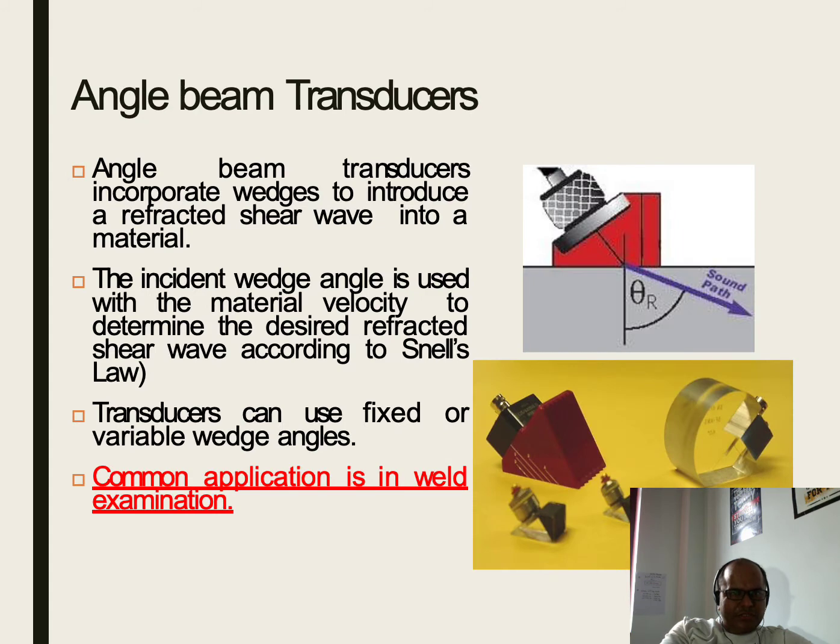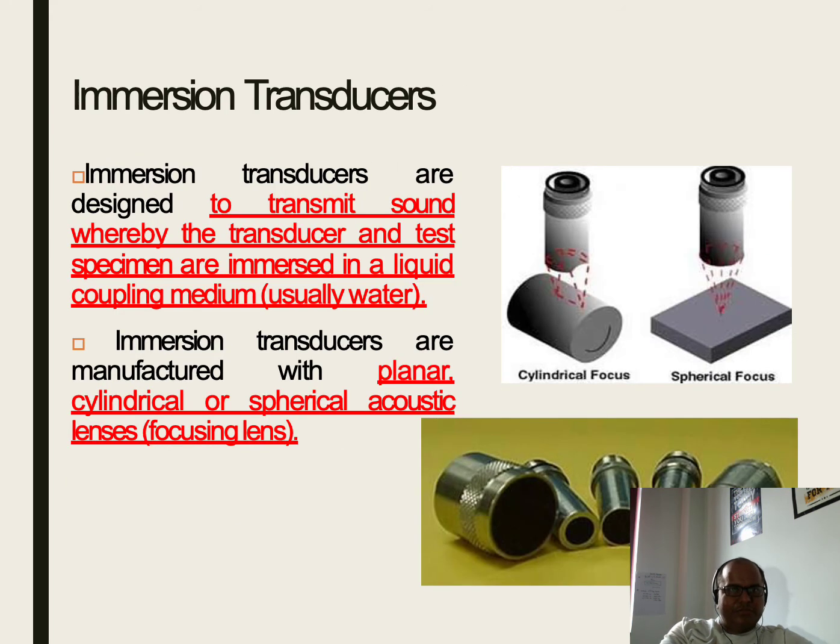Angle beam transducers incorporate ways to introduce a refracted shear wave into the material. The incident angle is used with the material velocity to determine the desired refracted shear wave. According to Snell's law, transducers can be fixed at other variable angles, a common application in weld examinations.